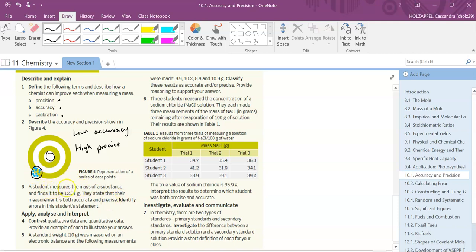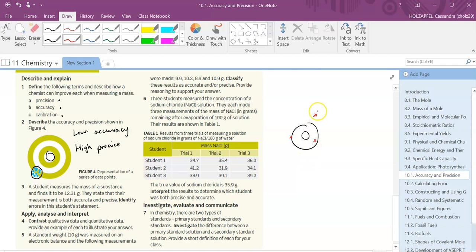Okay, a student measures the mass of a substance and finds it to be 12.31 grams. They state that their measurement is both accurate and precise. Identify errors in this student's statement. If you take one measurement, like if I've got my target and I make one measurement, how do I know where on that target that measurement is going to be? I have no idea. That's why in science we always take an average of things. Because he's just done the one, we're not able to take an average, so we're not able to determine whether it's precise or whether it's accurate.